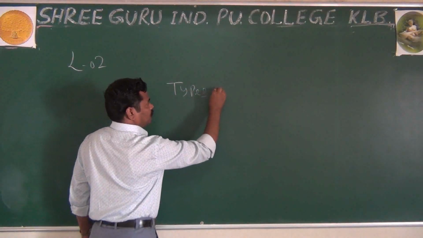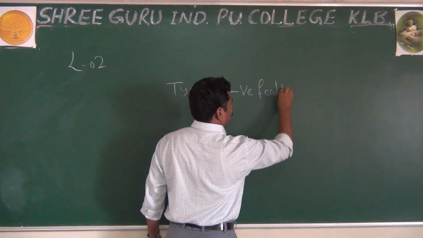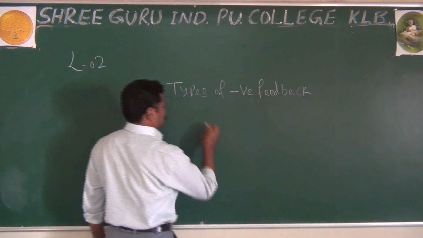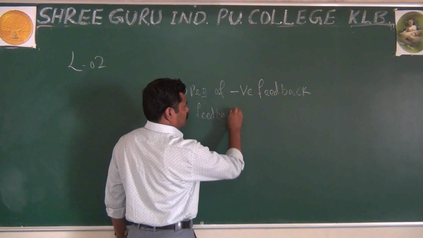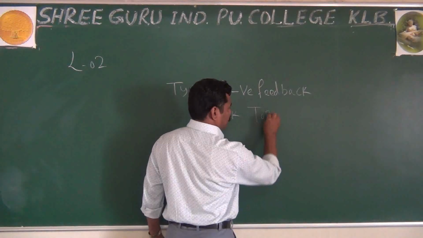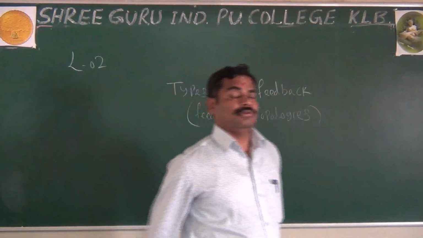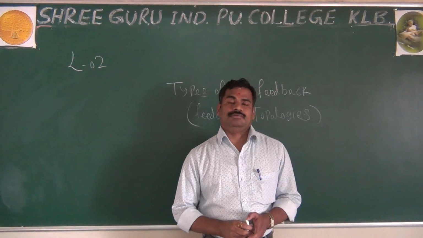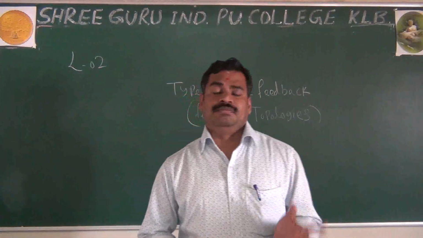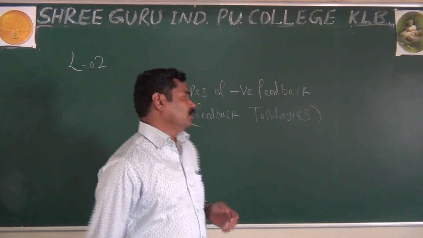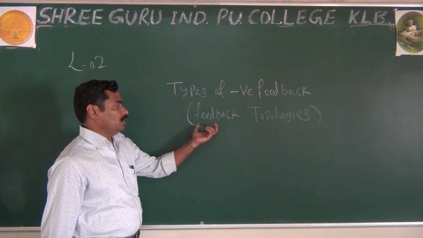Now we go for the types of negative feedback. In some standards, it is also called feedback topologies. It is so important. As I said, in amplifiers you are giving importance to voltage amplifiers. In the same way, whenever you go for feedback, you only consider negative feedback. And in negative feedback, the types of negative feedback are also called feedback topologies.